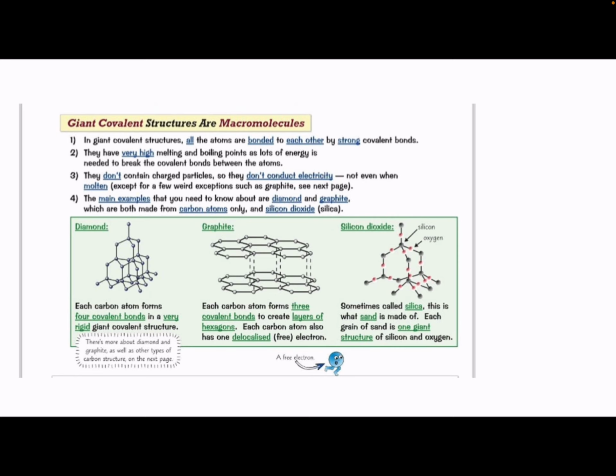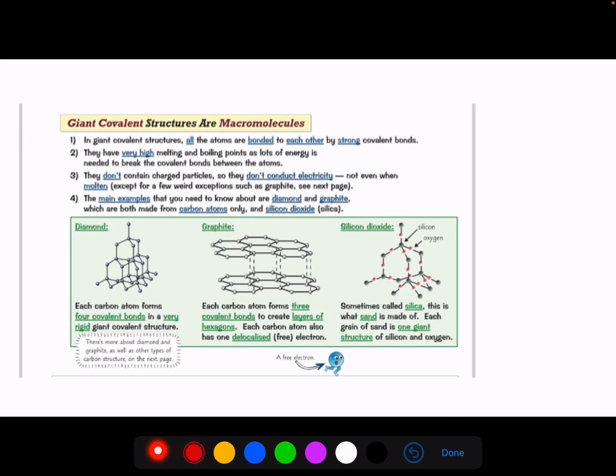My main focus today is the difference in structure between diamond, graphite, and silicon dioxide, which is a main, essential, common question that usually comes in all school boards. Cambridge, Edexcel, Oxford AQA, and AQA GCSE. That's a common question, all right? Which is the difference between diamond, graphite, and silicon dioxide.